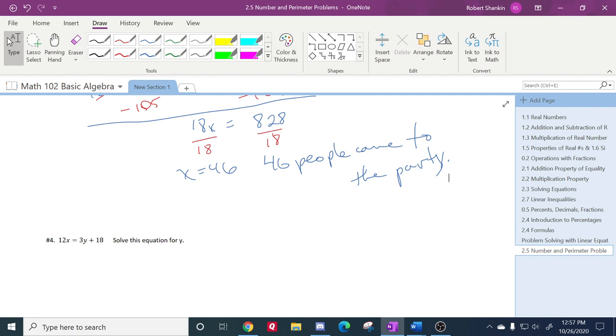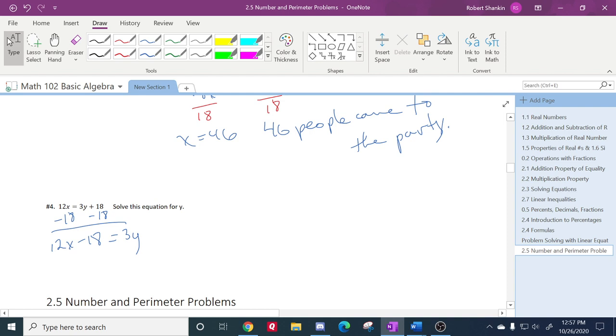Alright, so I see 3 terms here. Only one of the terms contains y. So I move the 18, that term, to the other side. So now I have the term that contains the y all by itself. And then I'm going to divide to get rid of that 3. It's attached to my multiplication.